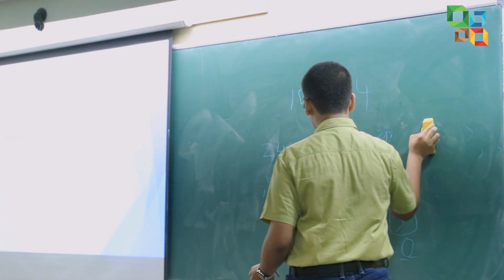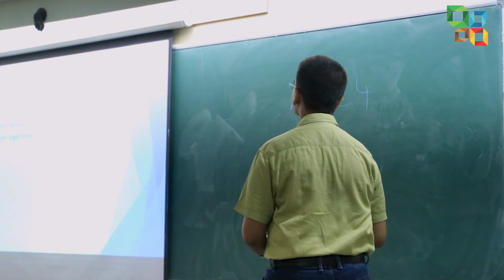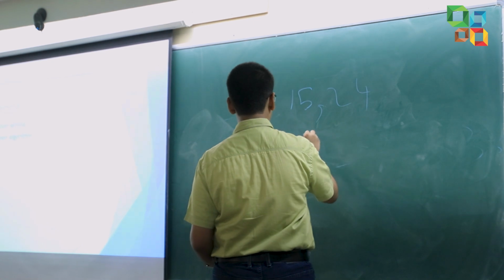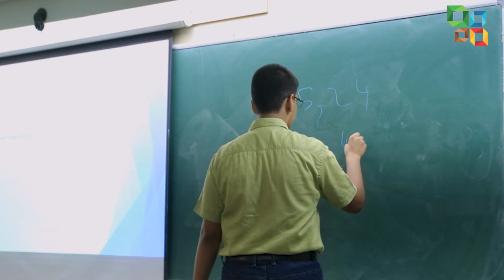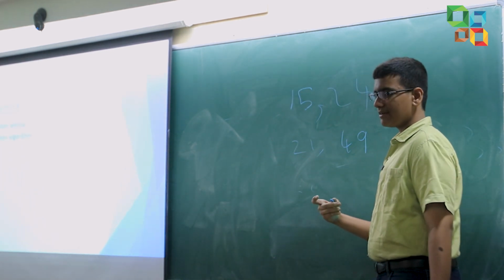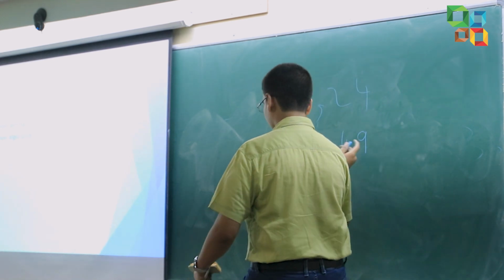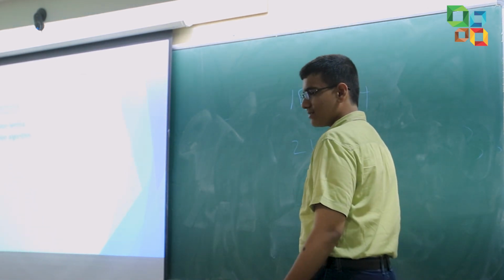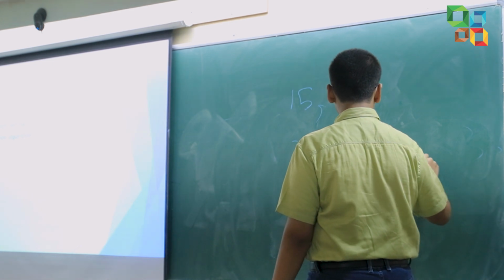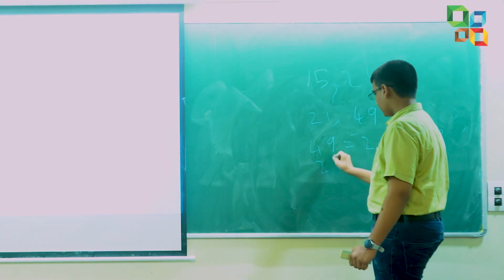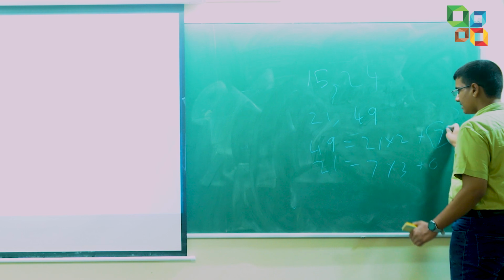I'll do one more example. Let's take 21 and 49. What's the HCF just by eyeballing? 7. So try calculating it like this. So what do you do first? 49 equal to 21 into 2 plus 7. Then 21 equal to 7 into 3 plus 0. Hence 7 is the HCF.